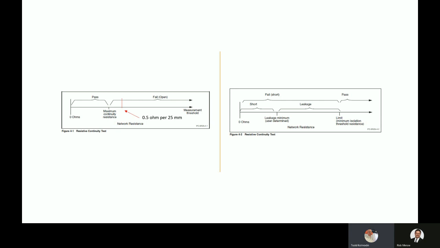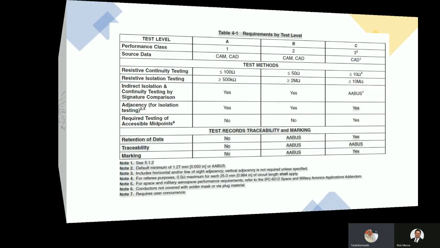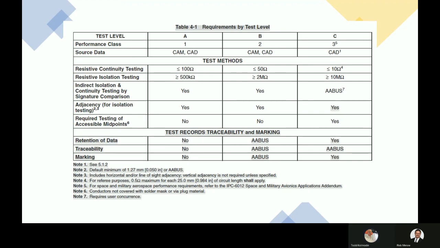We don't see a lot of it anymore, but for a class 1 board or test level A, resistive continuity testing, when we test that board, we want to make sure that we are less than or equal to 100 ohms from point to point. I know that sounds a little bit weird nowadays, but we do have some legacy type product out there that this may be something that is okay to have that kind of value.